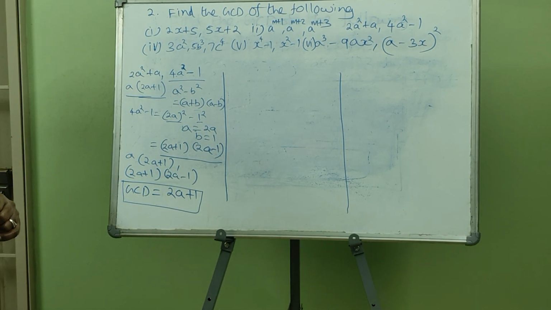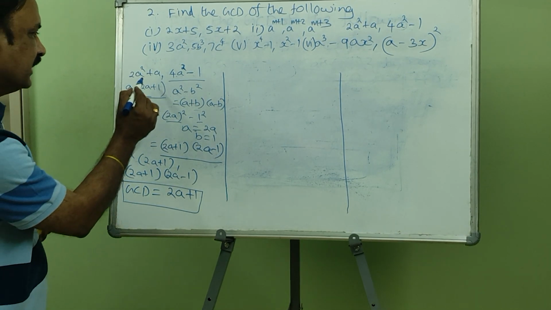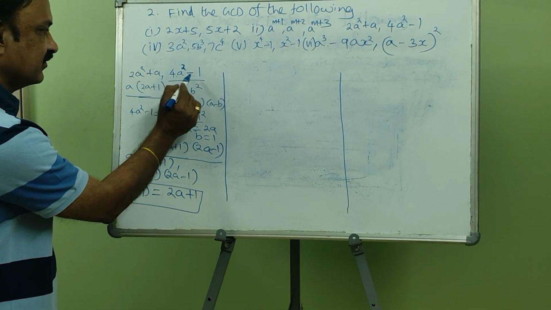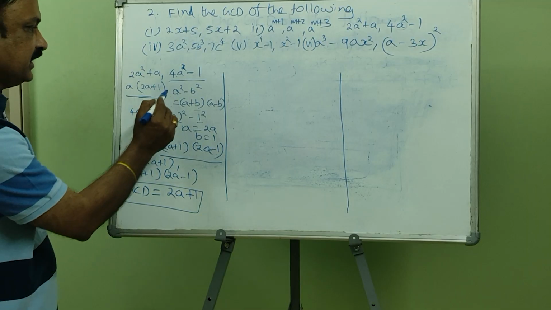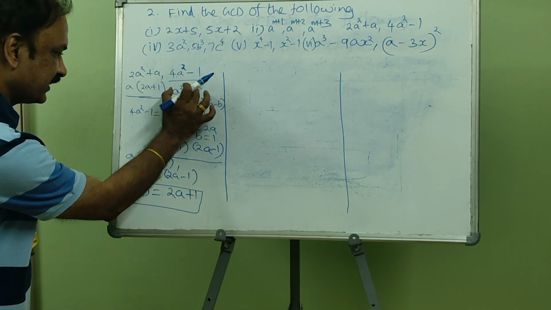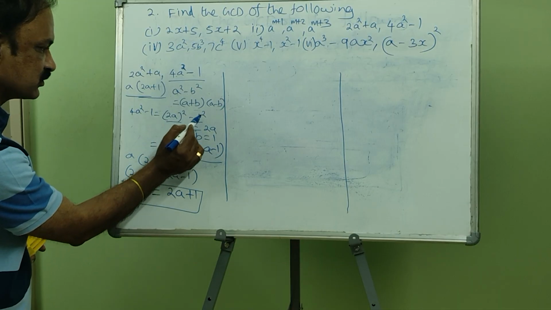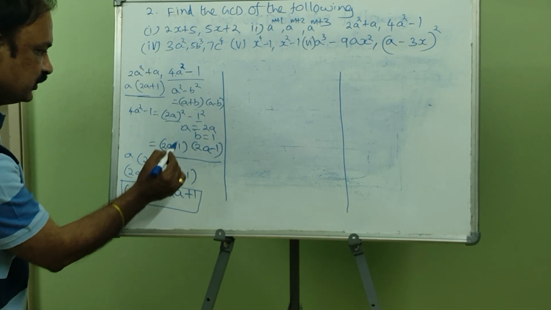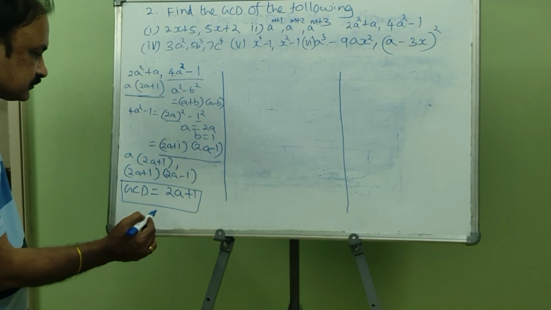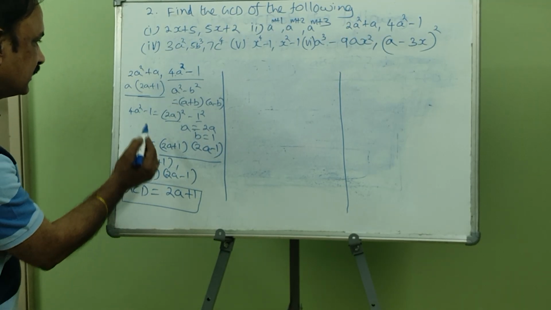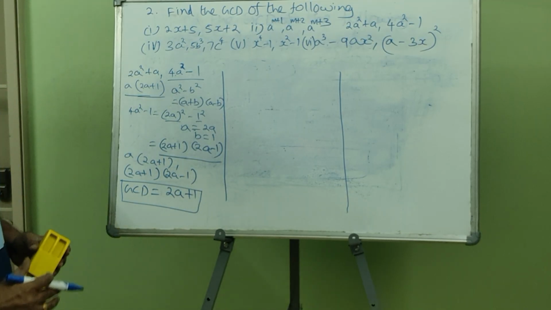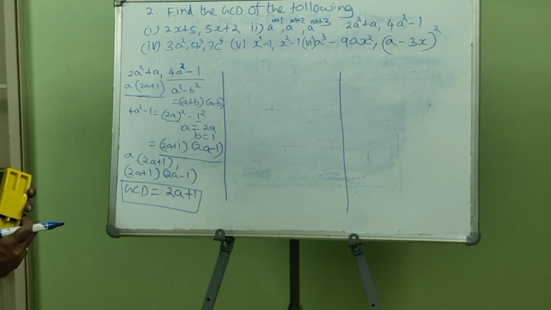So I hope this is very clear. What did I do? I just factorized the first term into a into 2a plus 1. And then 4a square, I used the identity a square minus b square is equal to a plus b into a minus b, and factorized this as 2a square minus 1 square, which will be 2a plus 1 into 2a minus 1. Then I wrote this as two terms taken separately, and the GCD is 2a plus 1. I hope this is very clear.